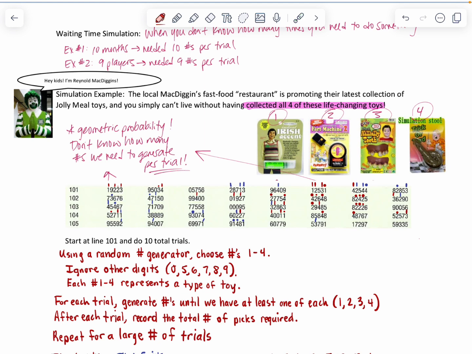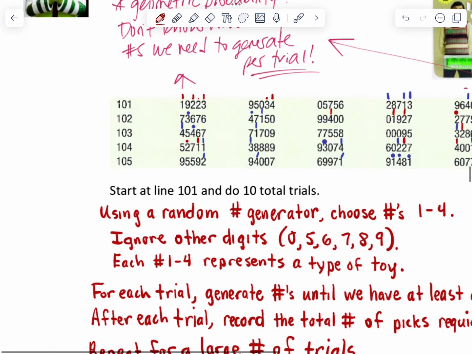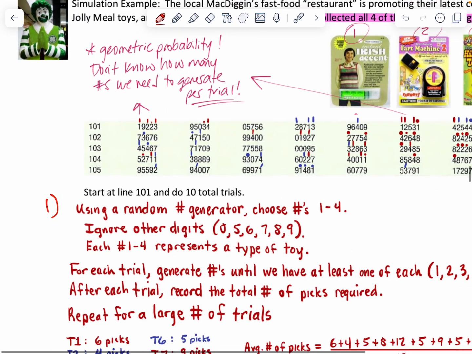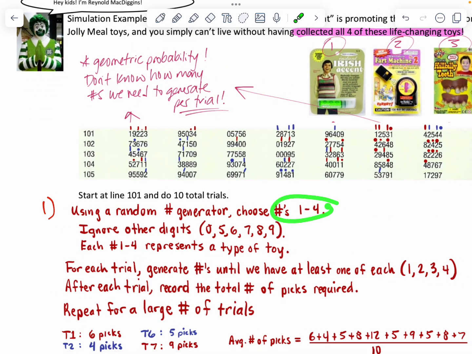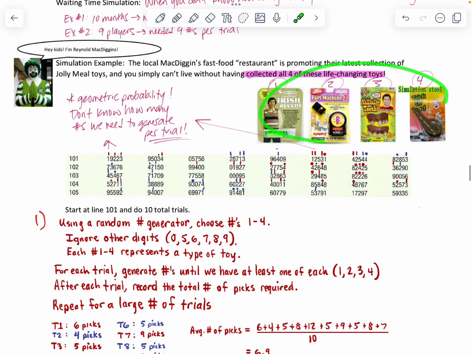Here, we don't know how many numbers we need, but I'm going to start with my model, which is step 1. And how about we only use numbers 1 through 4 for this? Let's do single digits. This is actually going to go really quickly, and that's because we only have 4 toys. And how about we ignore all the other digits and we only focus on numbers 1, 2, 3, and 4? Yes, there are other ways to set up your model.